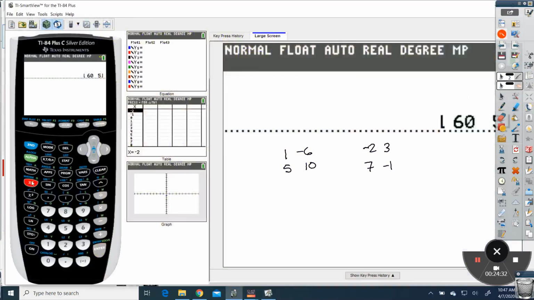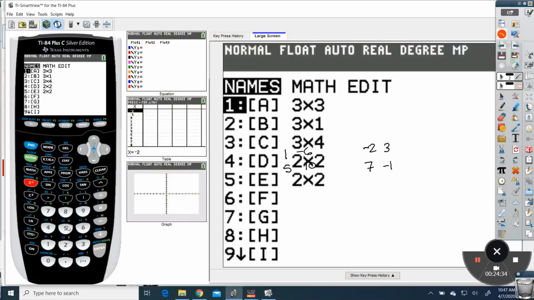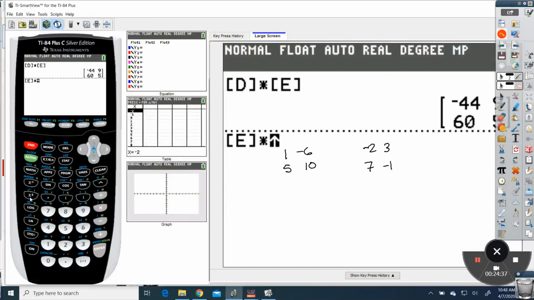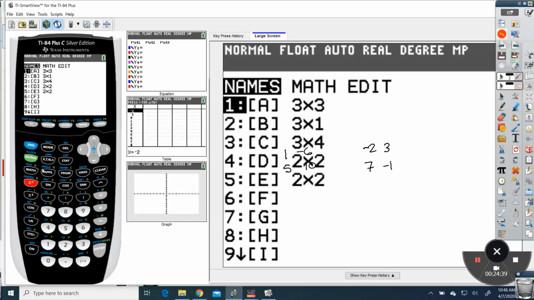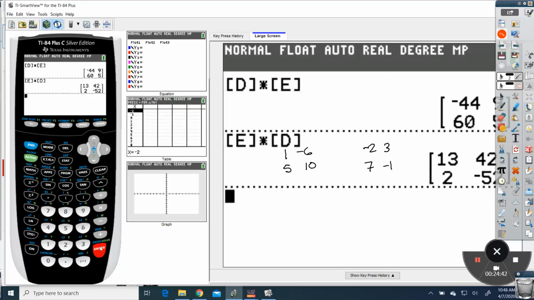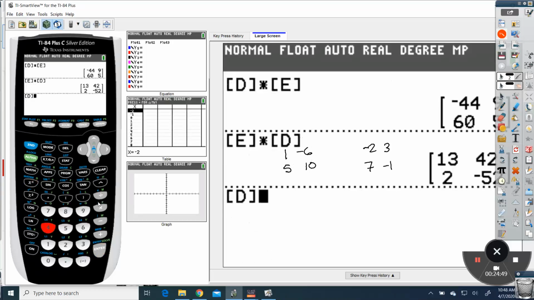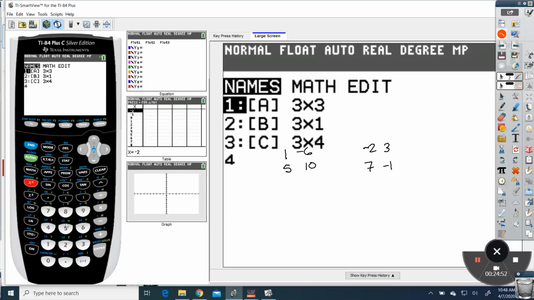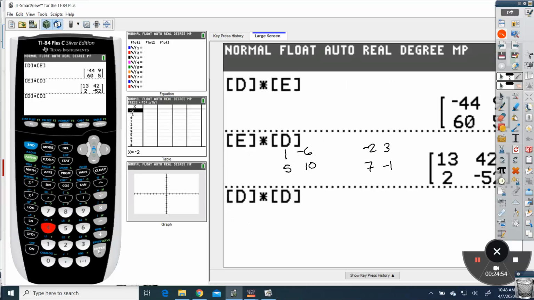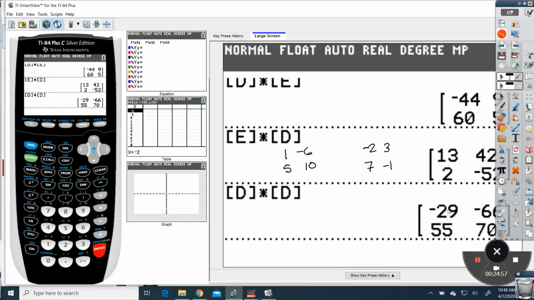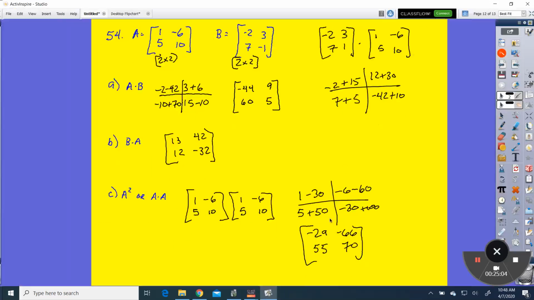Now if I go second matrix, E times second matrix D. So this is the backwards of it. There's my next one. And if I go second matrix, D times second matrix D. There's the last one. Okay. Negative 29, 55, negative 66, 70. So anyways, that's how that works, okay?